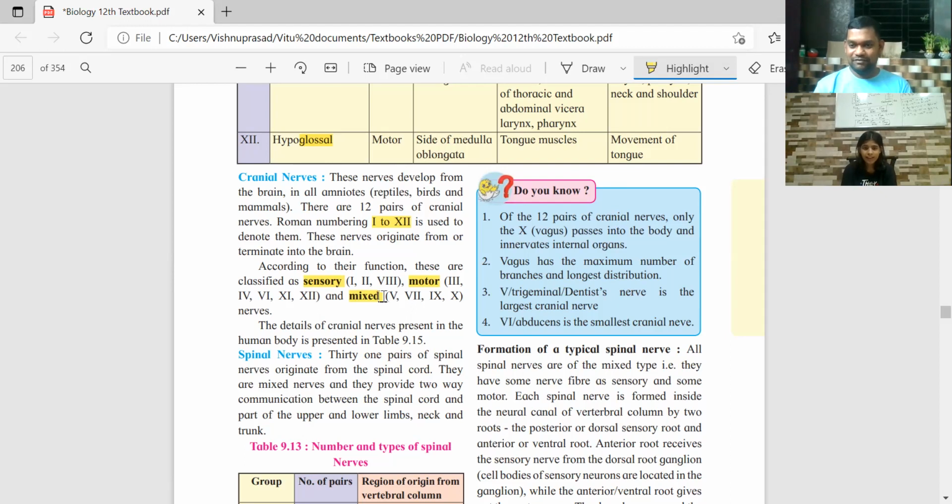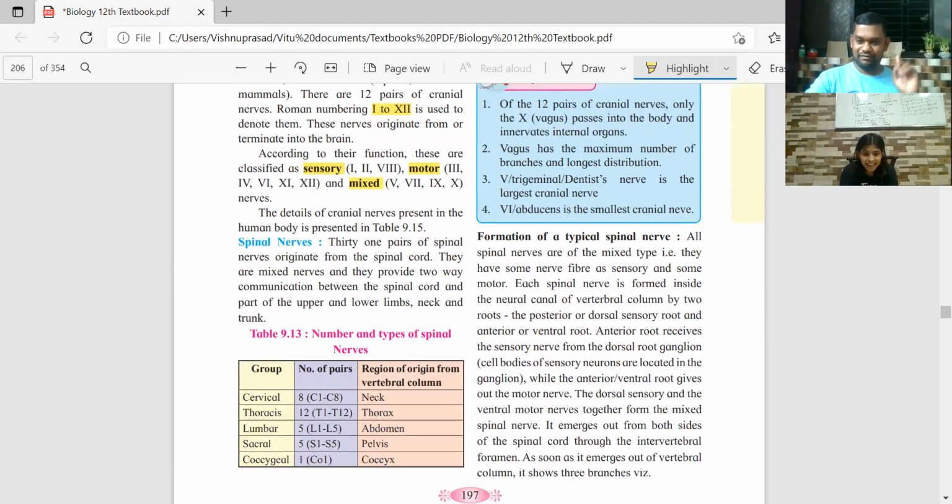Out of 12 pairs of cranial nerves, nerve number dash is sensory. Nerve number dash is mixed. Or they can ask, nerve number 7 is dash: sensory, motor, mixed. It is possible. Mixed. So you have to learn that.